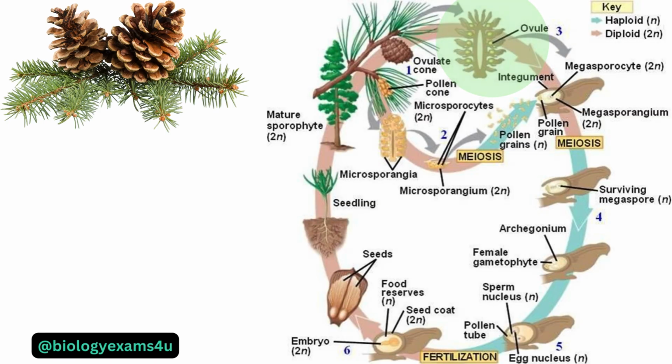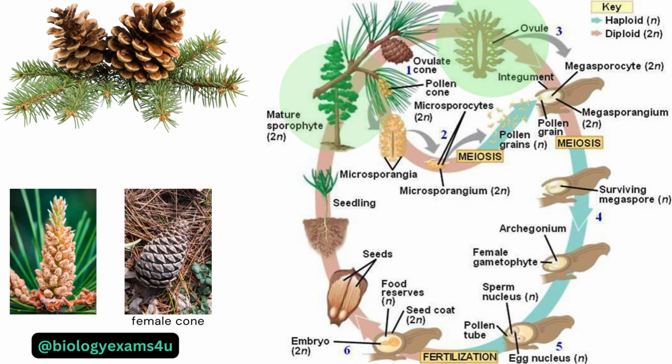Now let us take an example to understand the life cycle of gymnosperms. In the case of Pinus, as you see, this is the sporophytic plant. The sporophytic plant produces male cone and female cone. So this is the female cone and this is the male cone. And this female cone produces inside the ovule a megaspore mother cell, which forms megaspore, whereas inside microsporangia meiosis takes place and pollen grains are formed.